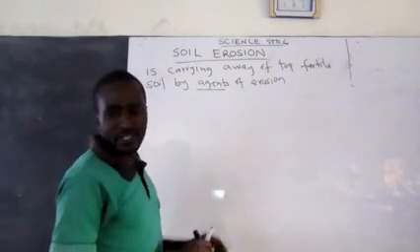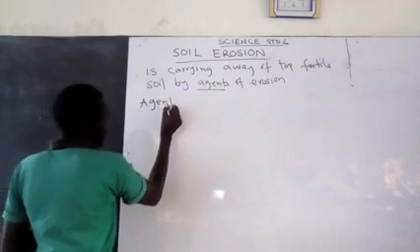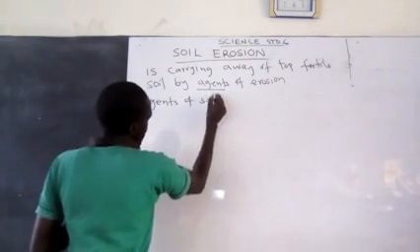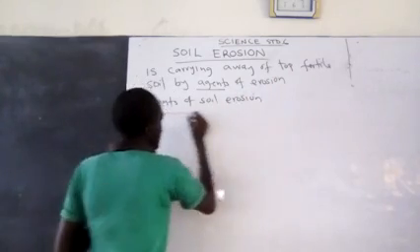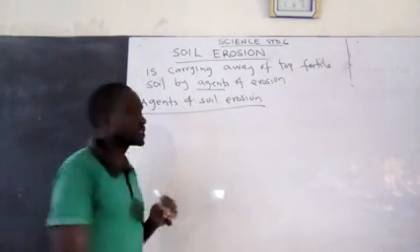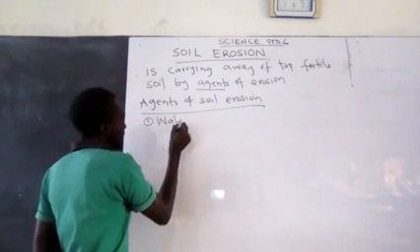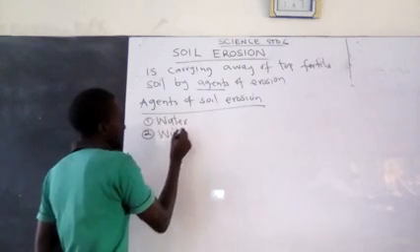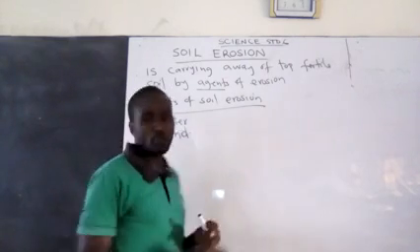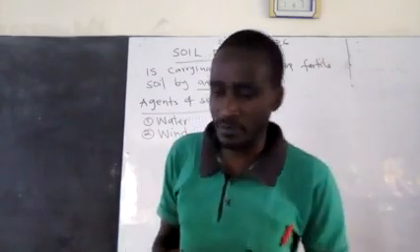What are the agents of soil erosion? When we talk of agents of soil erosion, we have two main agents of soil erosion. One is water. Number two, wind. These are the two main agents of soil erosion.